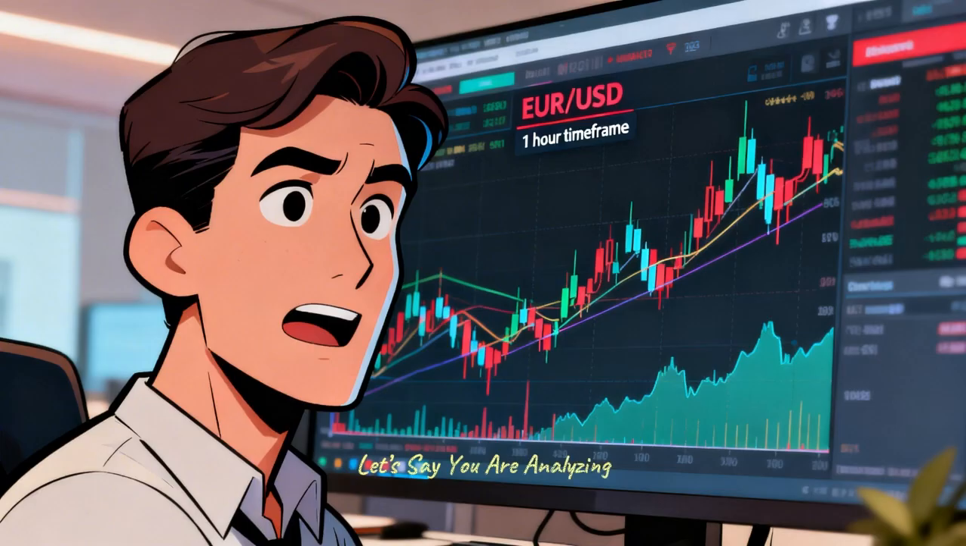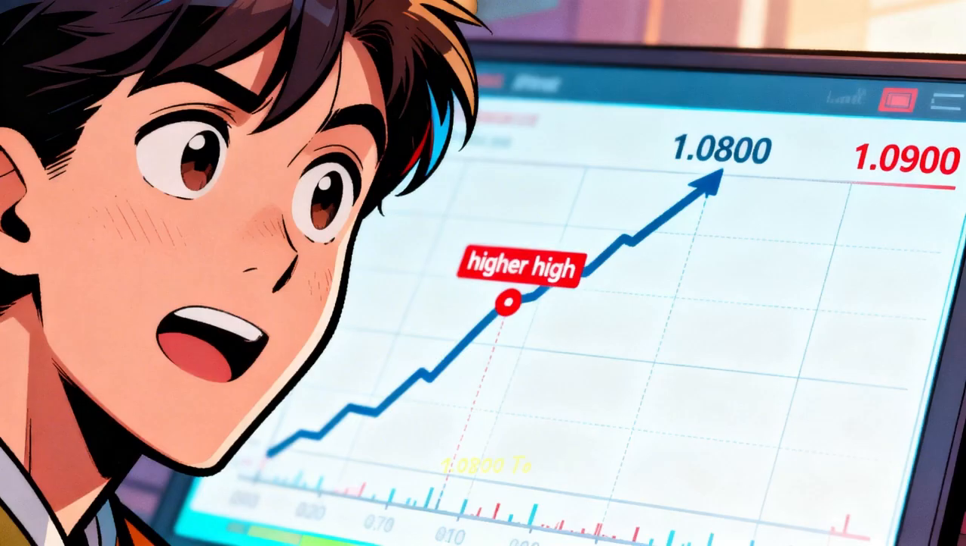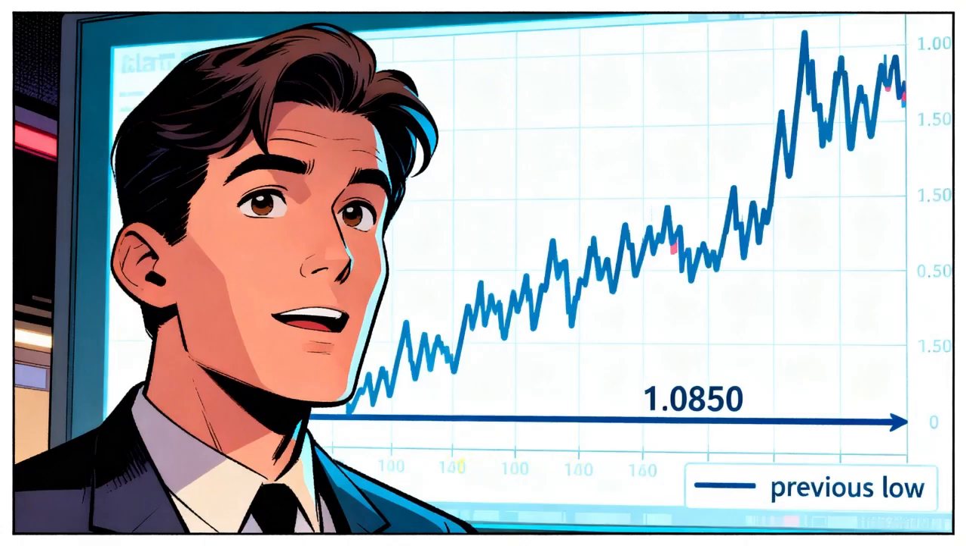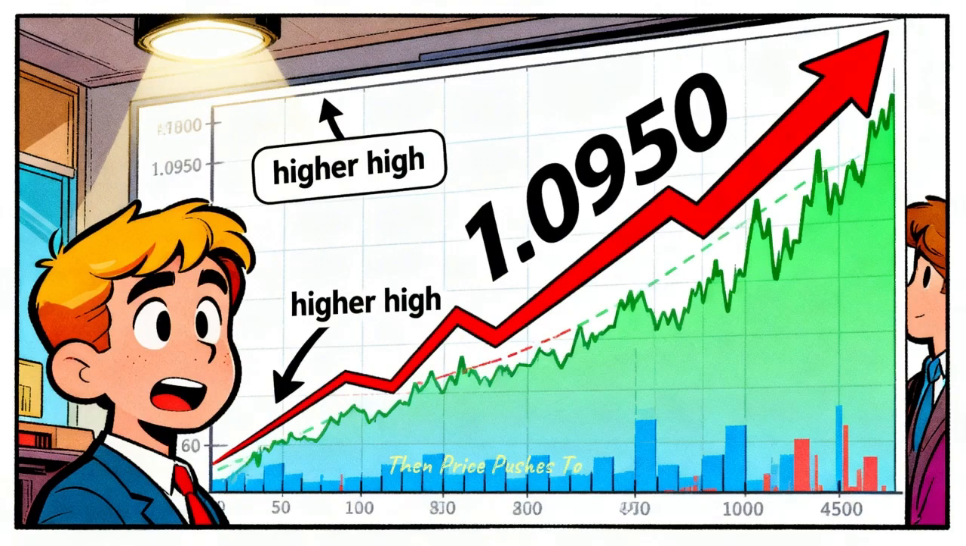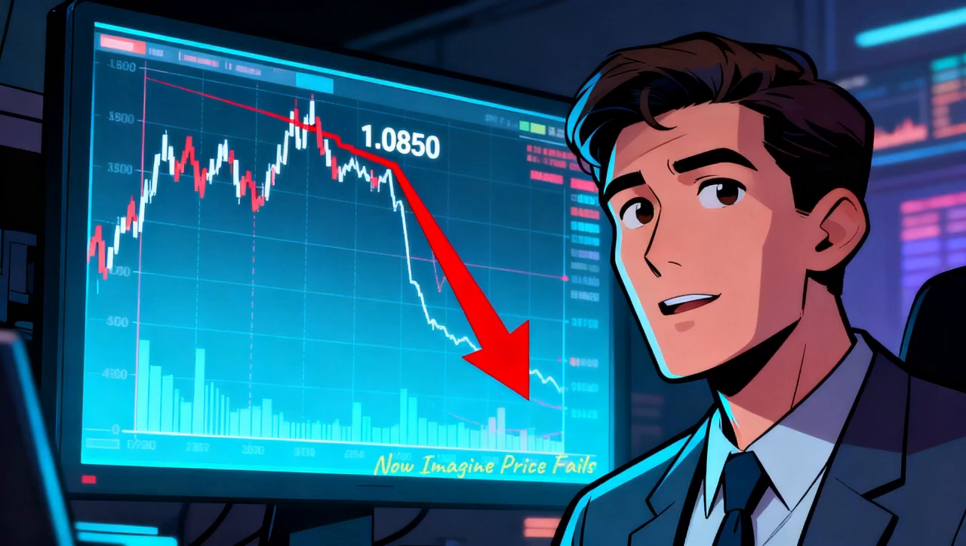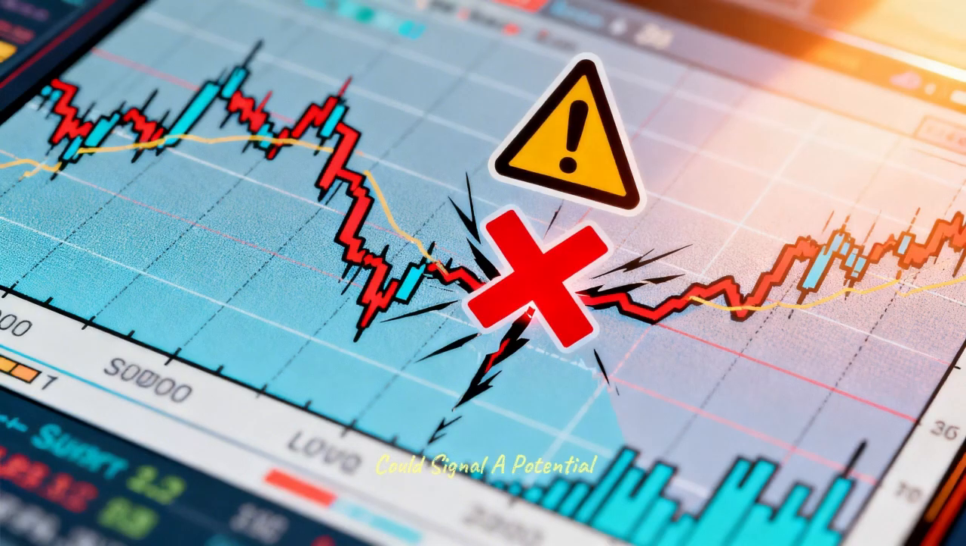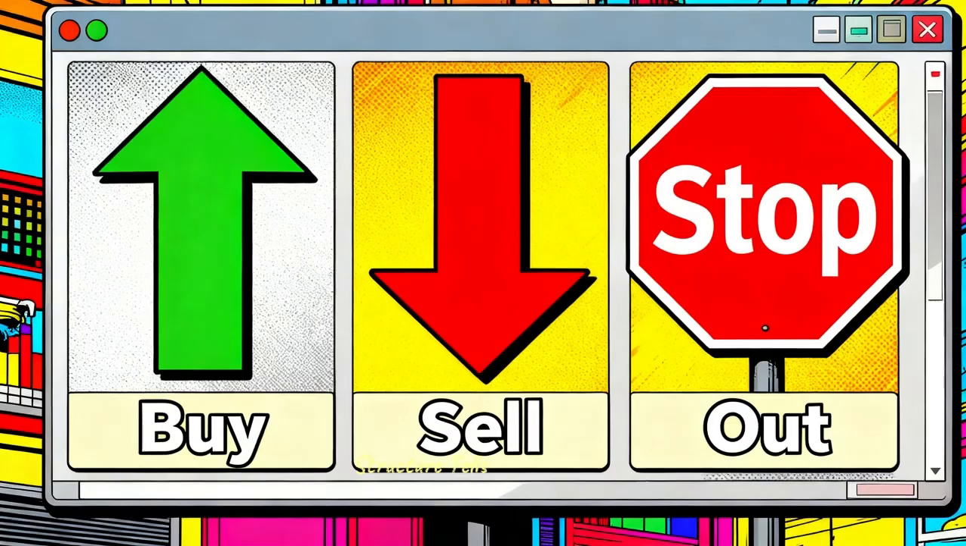Let's say you are analyzing EUR/USD on the 1-hour time frame. Price moves from 1.0800 to 1.0900, that's a higher high. Then it pulls back to 1.0850, but does not break the previous low. Then price pushes to 1.0950, another higher high. This pattern confirms an uptrend. Now imagine price fails to make a new high and instead drops below 1.0850. That break of structure could signal a potential trend change. Structure tells you when to look for buying opportunities, look for selling opportunities, or stay out of the market.